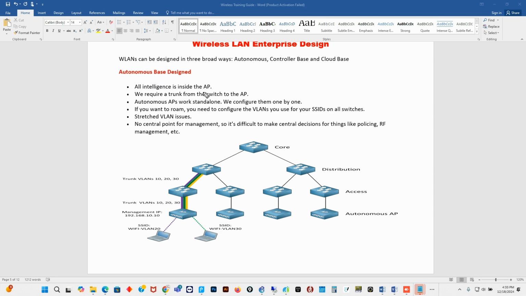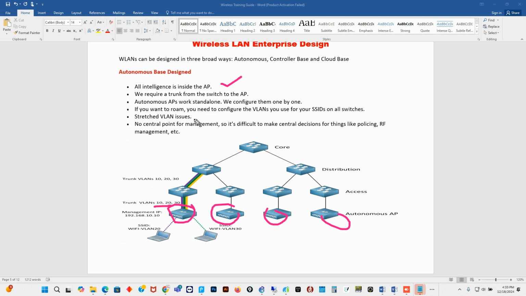So as I said, with the bullet points here, all intelligence is on the AP, so they have to be managed separately. And then the configuration required is a trunk, for the simple reason of allowing multiple VLANs to communicate.